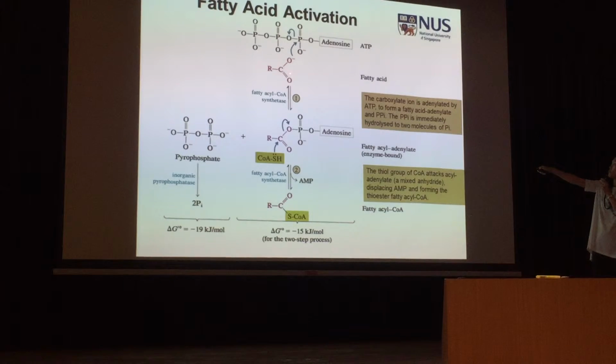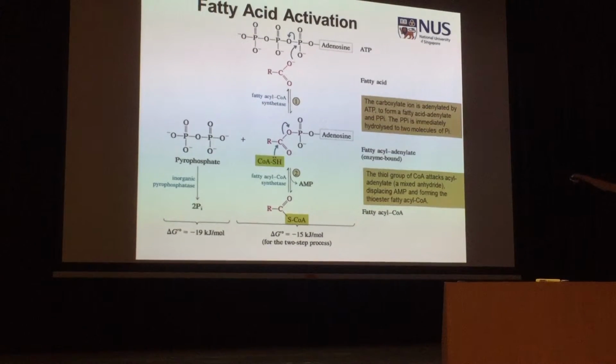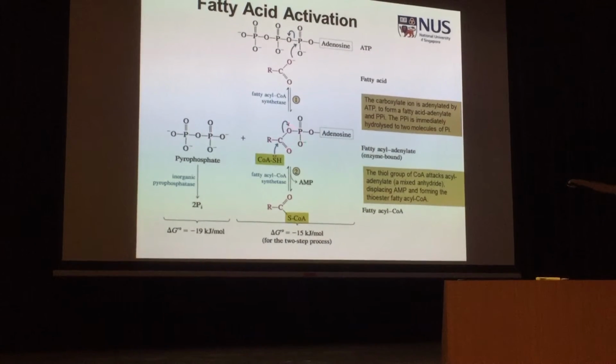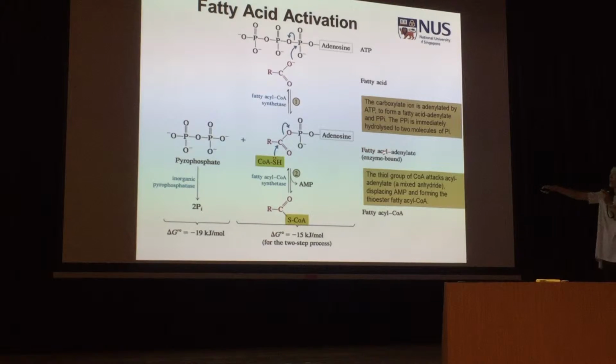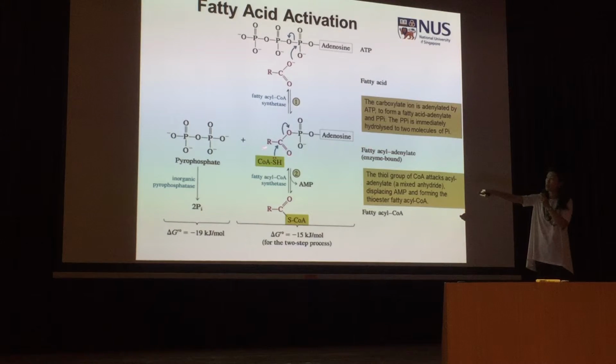It will first form a carboxylate ion over here, right? And ATP comes along to form a fatty acyl adenylate and PPi. So ATP will be cleaved over here, and then it carries this free fatty acid on its structure. This is the fatty acyl adenylate intermediate.